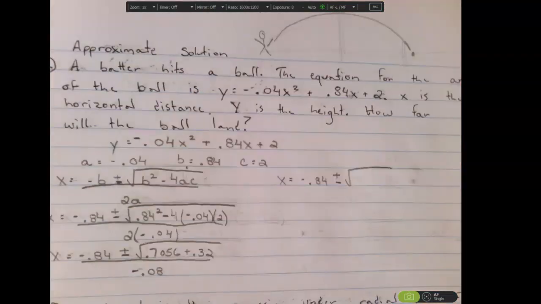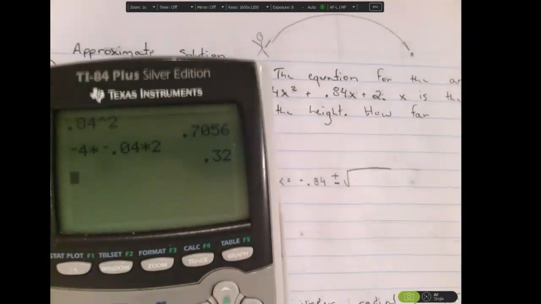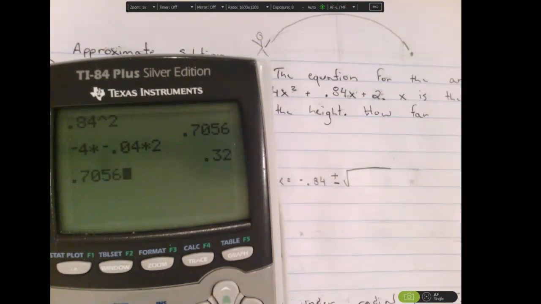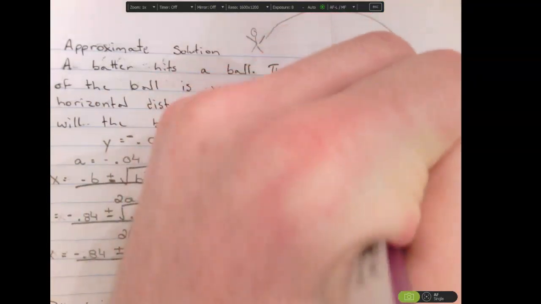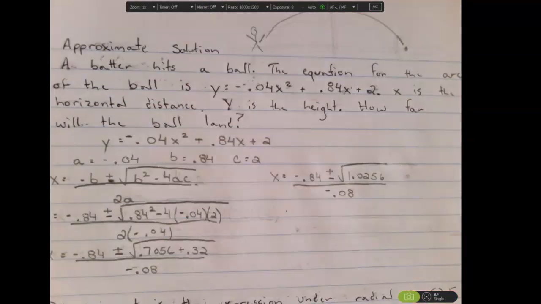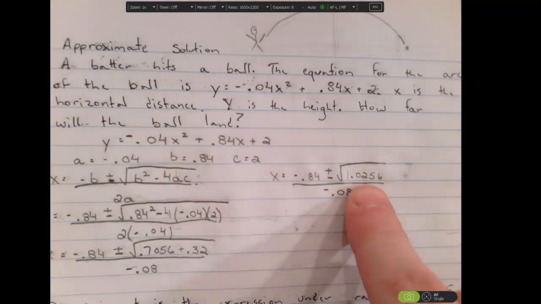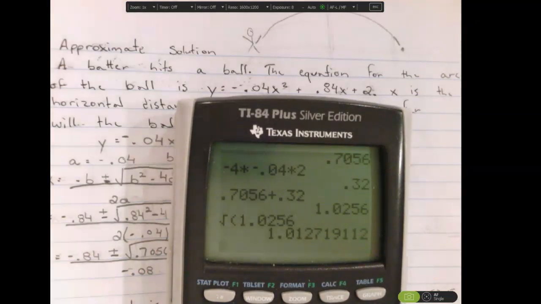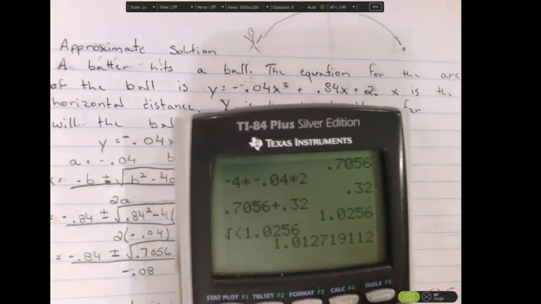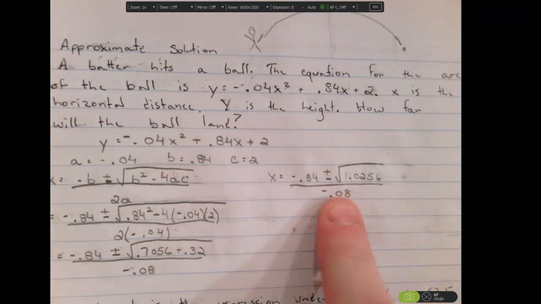Square root. Combine what's underneath my square root here, 0.7056 plus 0.32. I get 1.0256. So that's going to go underneath my square root over negative 0.08. Now, there's a couple ways you can do this, guys. You can simplify this square root, which when you simplify that square root, you get this really long decimal.